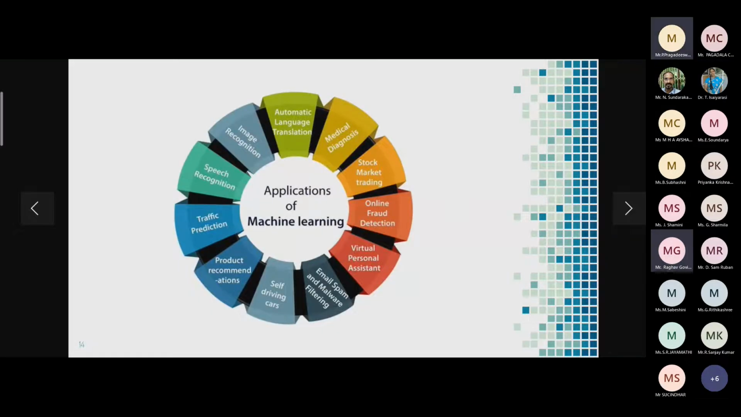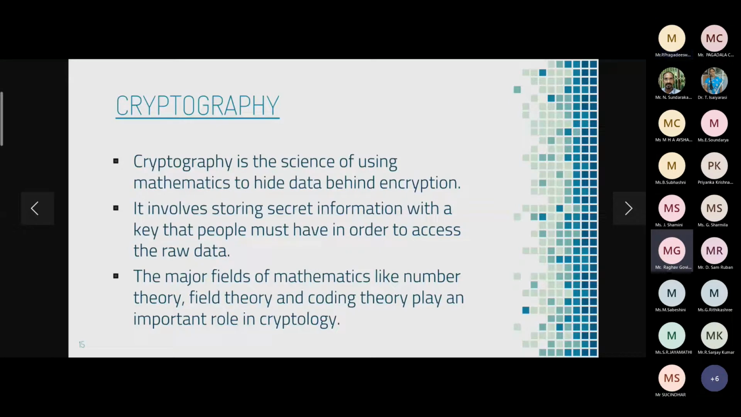Next, what are the applications of machine learning? Automatic language translation, medical diagnosis, stock market trading, online fraud detection, virtual personal assistant, email spam and malware filtering, self-driving cars, product recommendation, traffic prediction, speech recognition, image recognition. These are the main concepts which are being used in machine learning. And next will be explained by Charan.